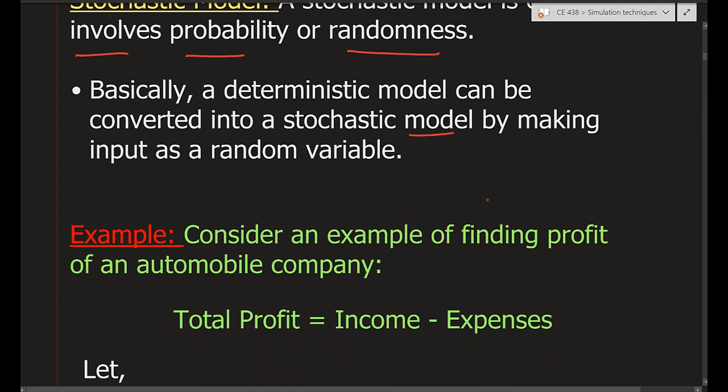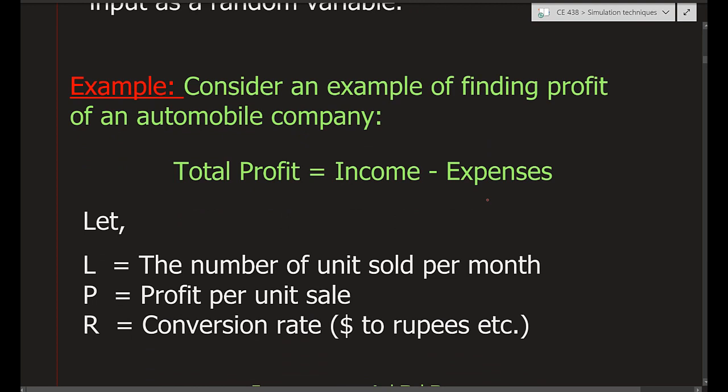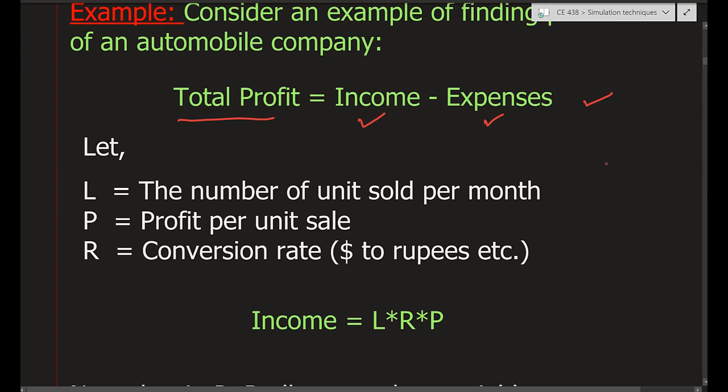Let us try to illustrate a stochastic model using an example. Say we want to find out the total profit of a company, an automobile company. We can use this formula: total profit equals the total income minus the total expenses of that company. We can calculate the total profit using this formula. Now let us say L denotes the number of units sold per month, that is, the number of cars or automobiles sold that month or for a particular time period. Then P is the profit per unit sale and R is the conversion rate.